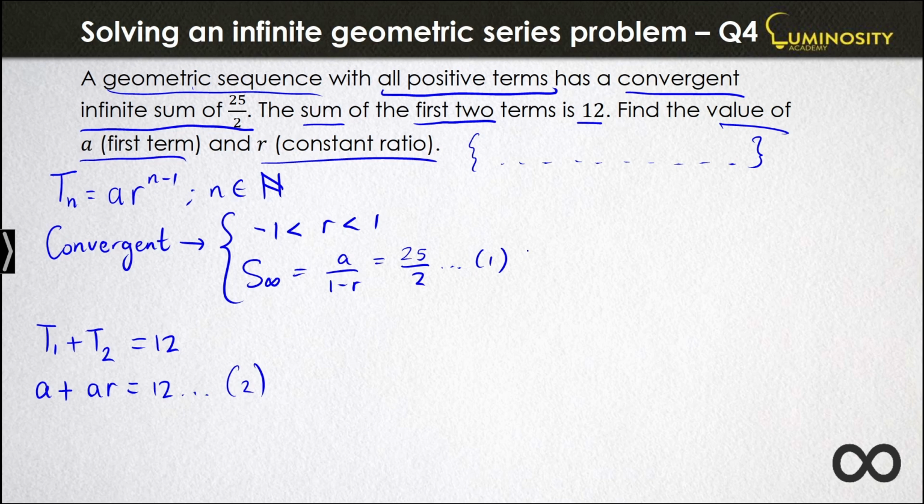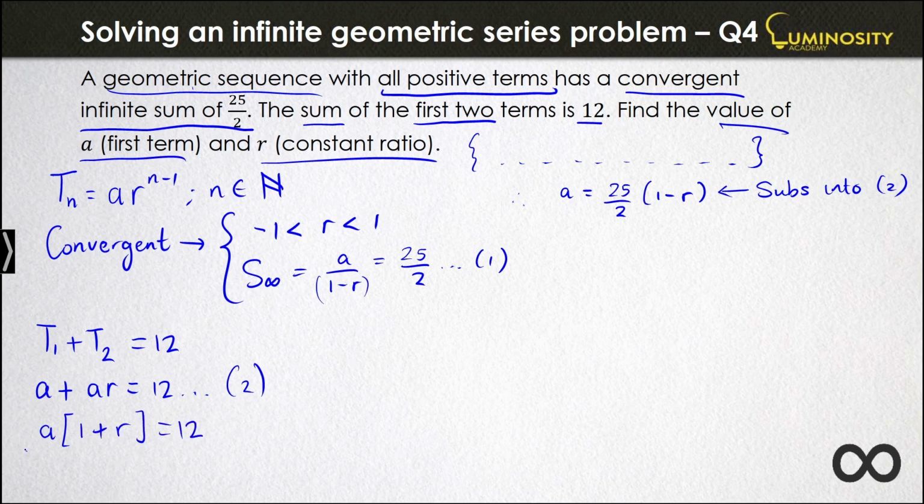So let's do this. From equation 1, I'm going to multiply both sides by 1 minus r. That would cancel out the denominator here. And on the right hand side, it'll be 25 over 2 times 1 minus r. So let's substitute this into equation 2. Firstly, what I'm going to do is pull out a factor of a. I'm going to be smart with my algebra here. So it's going to be a times 1 plus r equals 12. But I know what a is. It's that value we just made here. So a is going to be 25 over 2 times 1 minus r, times the 1 plus r equals 12.